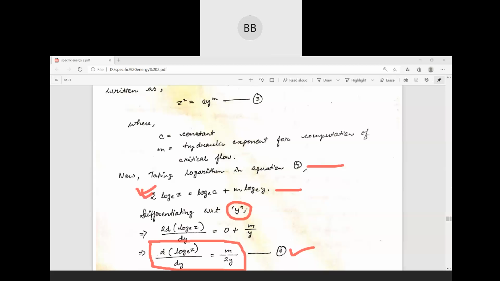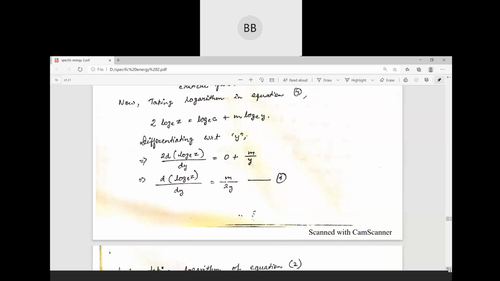Good. This is our last equation, equation number 4.